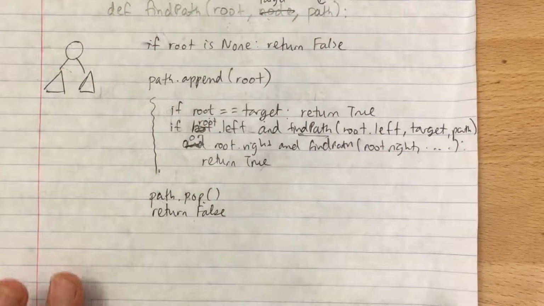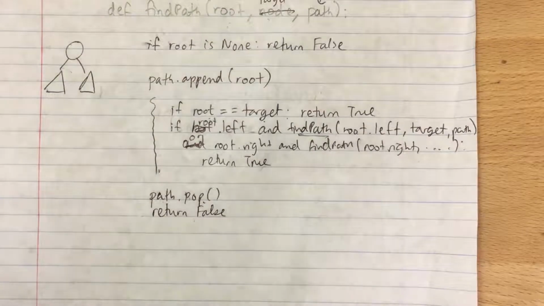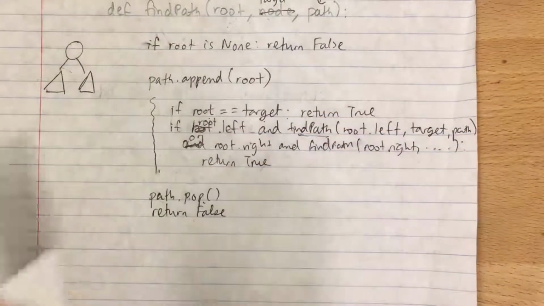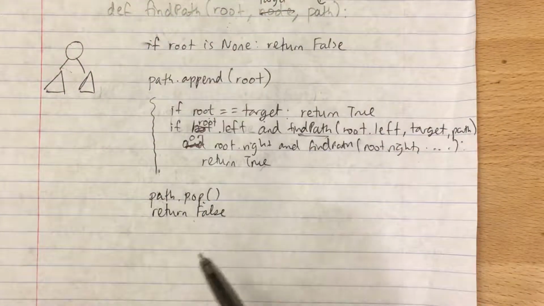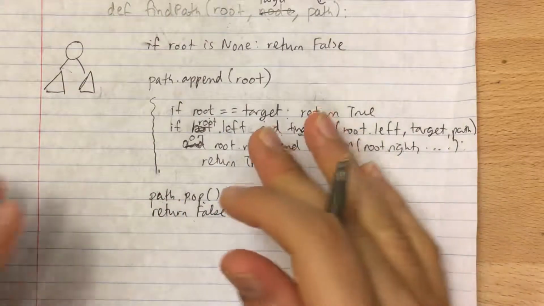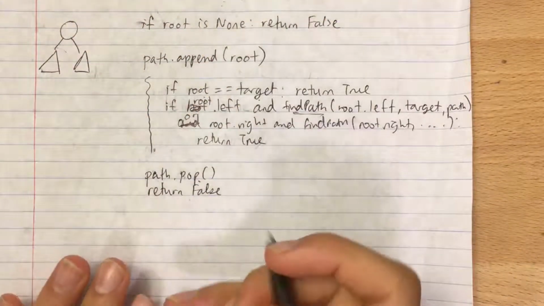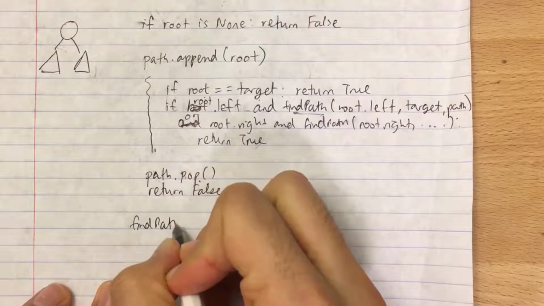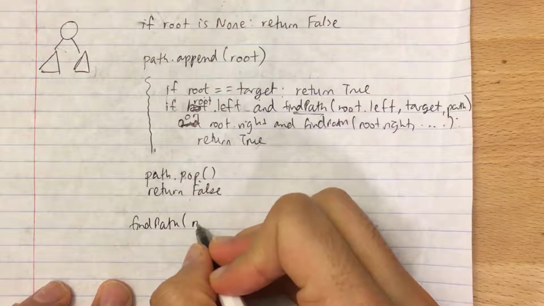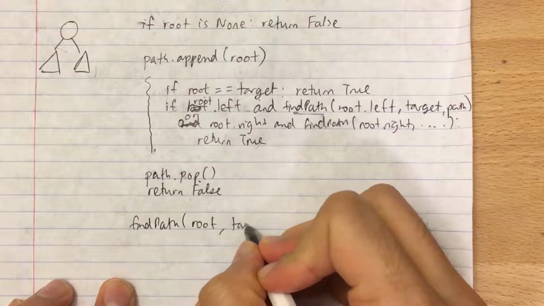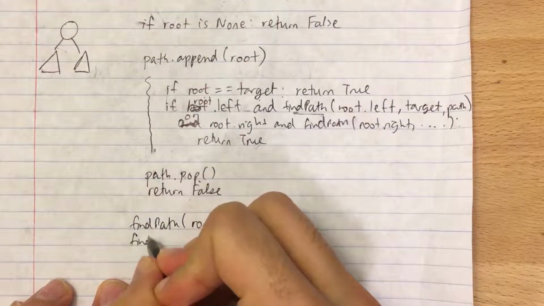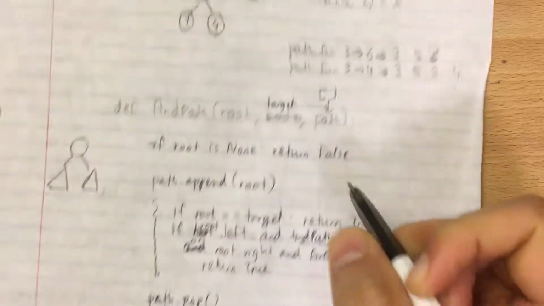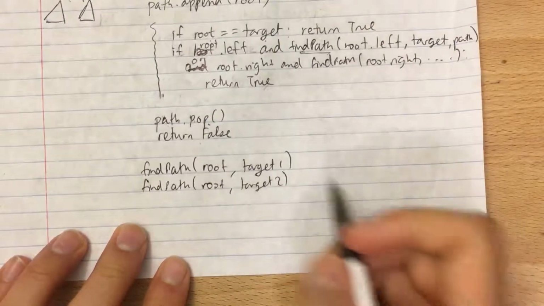So this is the general logic for finding a path from the root to a particular target node. This is a helper function. What you have to do is find the path from the root to target 1, and the path from the root to target 2, and get those arrays.